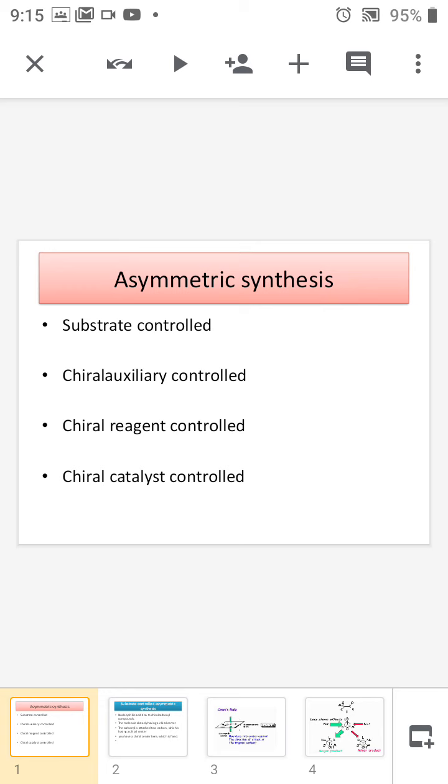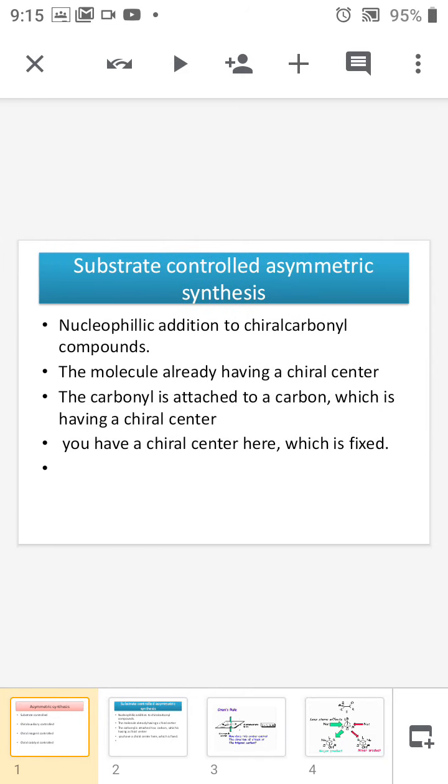So the next is chiral reagent control. That means the starting material may not be an optically active compound, but the reagent is optically active. The last one, chiral catalyst control. That means the starting material and the reagent may not be optically active compounds, but our catalyst which is used for the chemical reaction is optically active. Now we will discuss in detail the first category, that is the substrate controlled asymmetric synthesis.